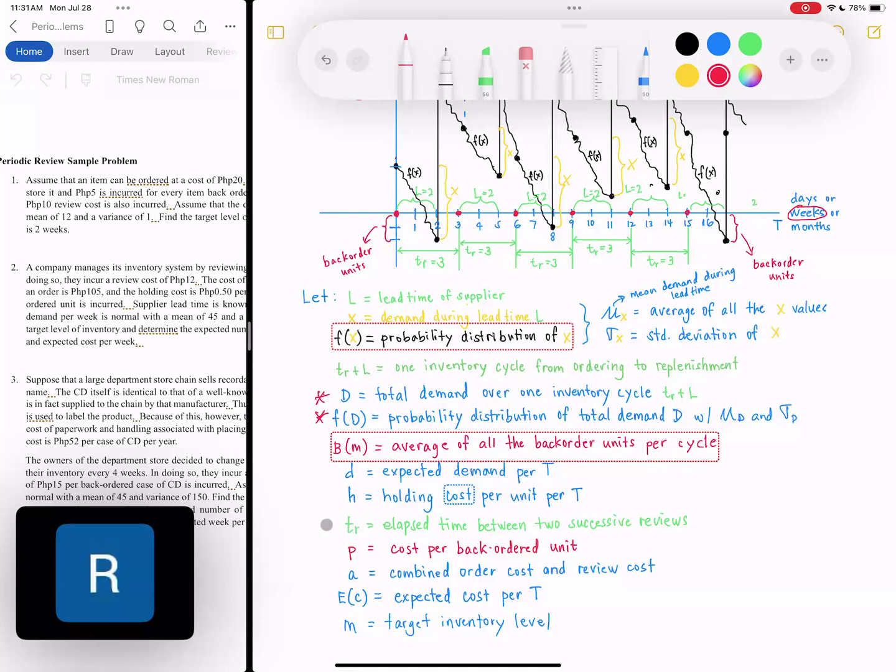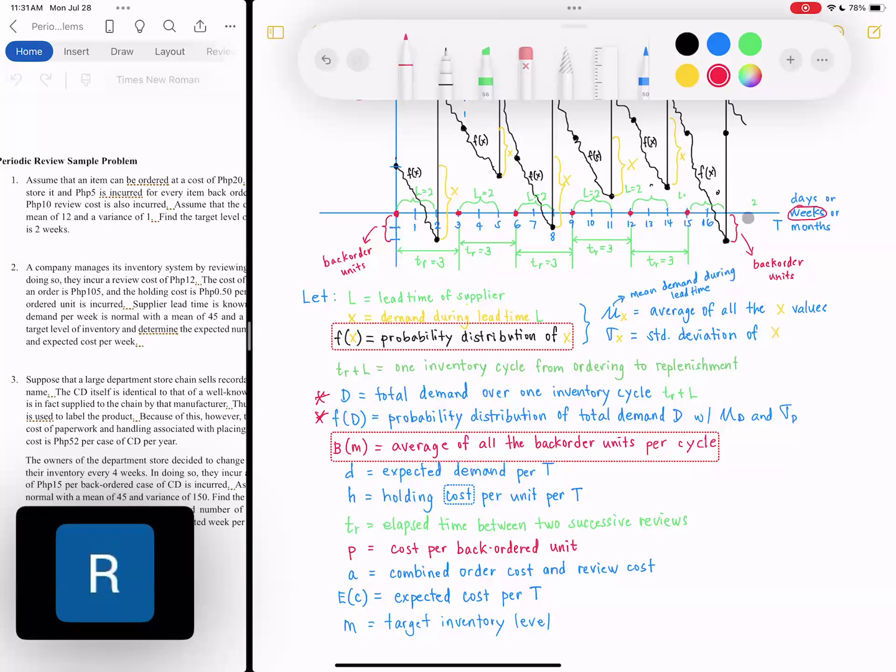So therefore, TR dictates what capital T should be. Again, TR dictates what capital T should be. If your TR in this example is in terms of weeks, in this case 3 weeks, then your capital T is in terms of weeks, and therefore your holding cost should be expressed as holding cost per unit per week. And the definition of your small d should therefore be the average or expected demand per week.